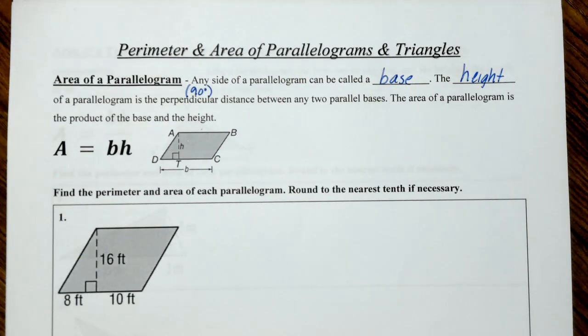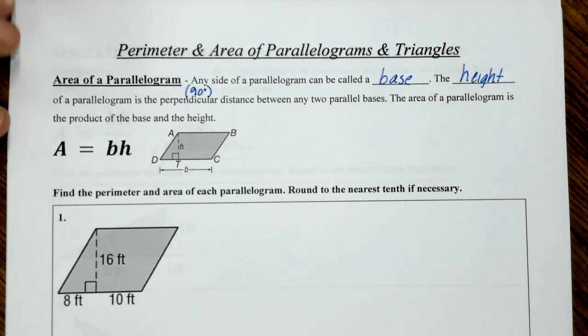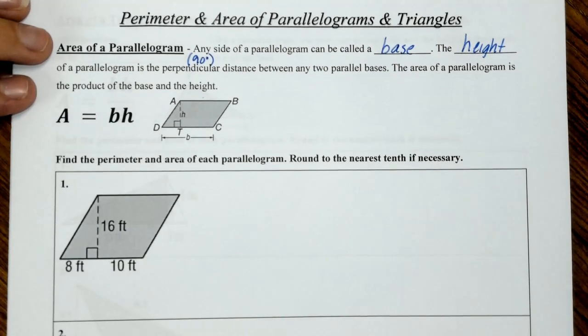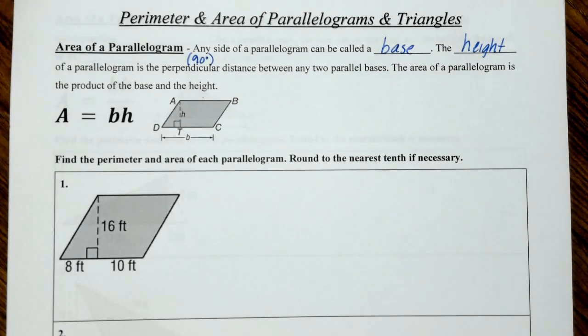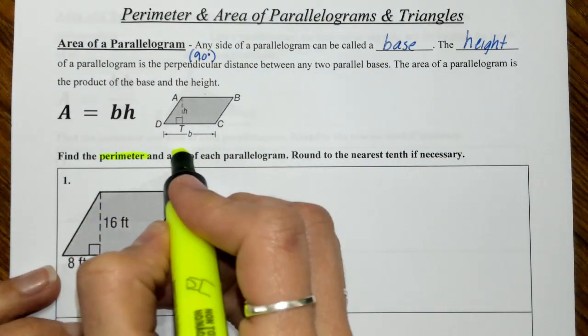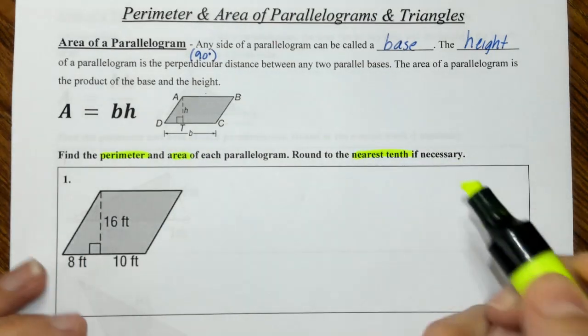That's it. Now, in some cases, you'll have your base and your height. Other cases, you're going to have to find them. You're going to have to use Pythagorean theorem, special right triangles, or trigonometry to find missing sides. First, let's go ahead and start off. We want the perimeter and the area of all of these. We're going to round to the nearest tenth.